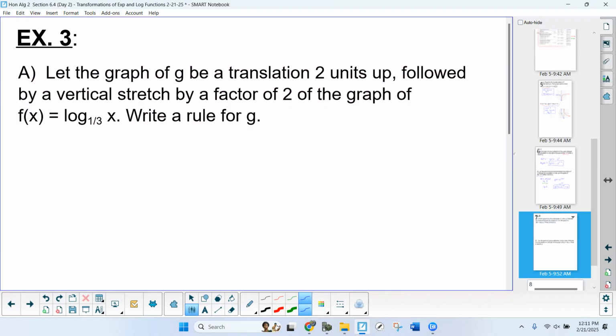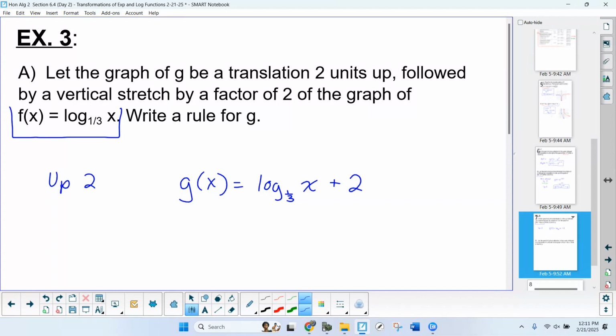Let's look at this one. Now we want to go up 2 to start. And here's my original. Okay, so how do I go? Log base 1/3 of x. And then what do you do to go up 2? Add 2. 2 on the outside.